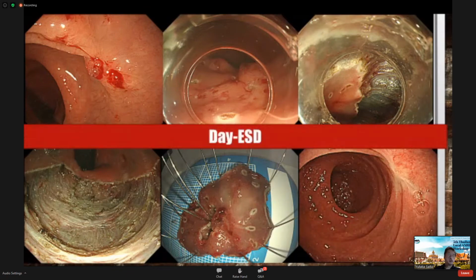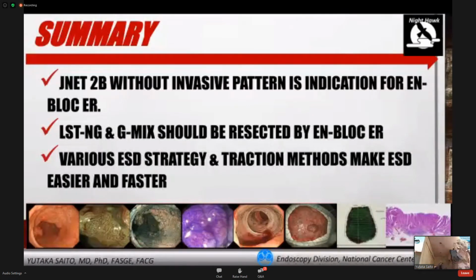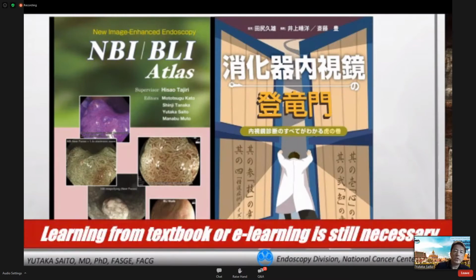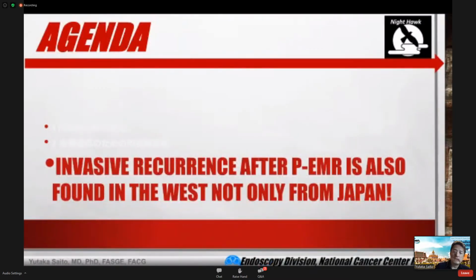Okay, I think we still have enough time, so I will talk about a recent paper published by our colleagues in the USA, the Cleveland Clinic. Now, at this moment, there are still debates between EMR and ESD for large colorectal LST, especially for LST granular type. And from our National Cancer Center, we published a paper.